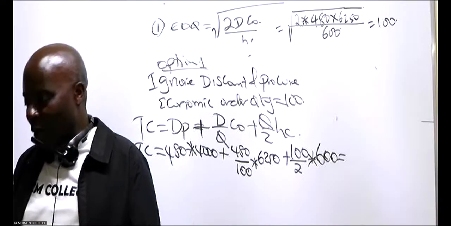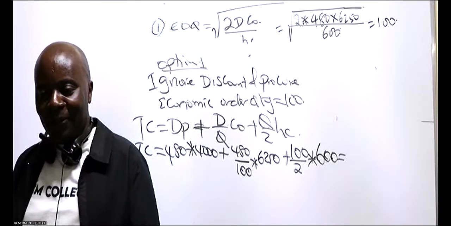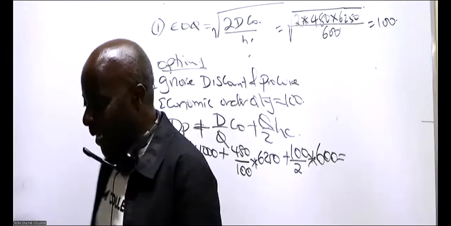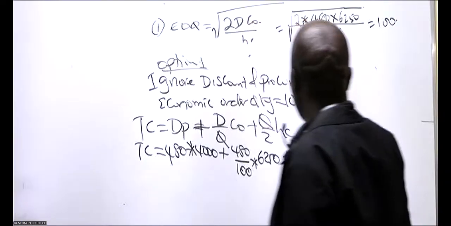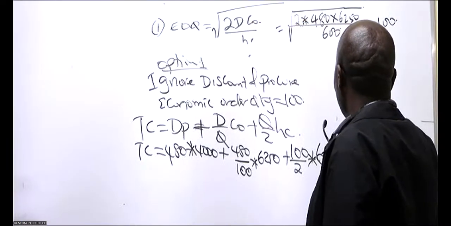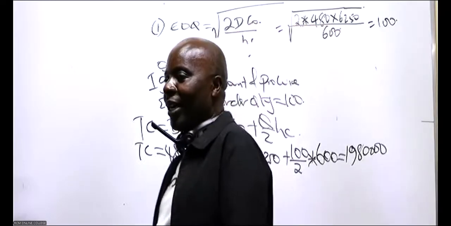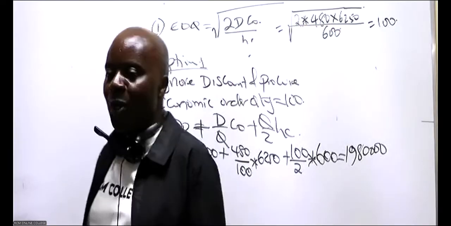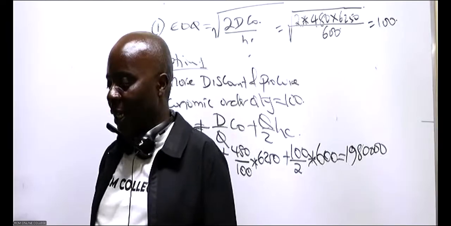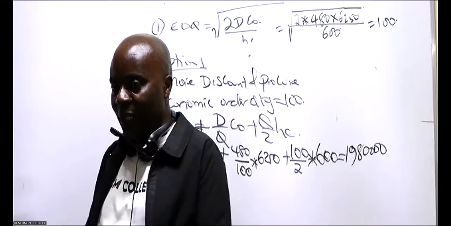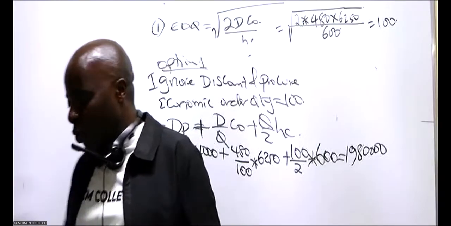So what is the total cost figure? 1,980,000, Kenya shillings, isn't it? Kenya shillings. And then we go to option 2. If we are in agreement, now we go to option 2. Option 2 now is the discounts option, isn't it? Yeah. So now we go to option 2.